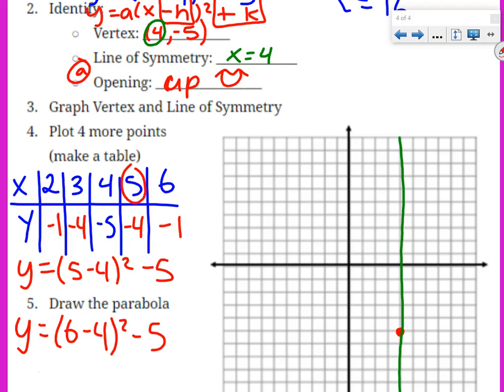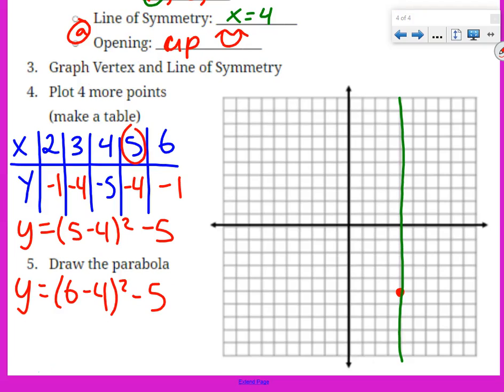So if we plot those points on our graph, we would have 5, negative 4, and 3, negative 4. And then 2, negative 1, excuse me, and 6, negative 1. So if we connect those dots, it makes a nice parabola that opens up just like it should. And that is graphing in vertex form.